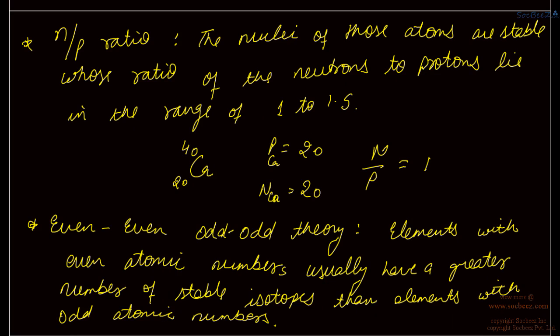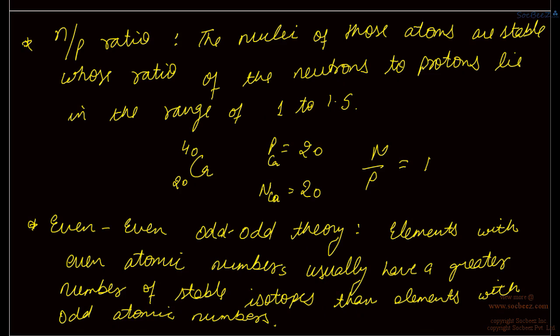There is another theory known as the magic number theory. In the magic number theory, nuclides with a magic number of protons or neutrons, that is any of 2, 4, 20, 50, 82 or 126, are particularly stable. We need not discuss this theory because it is not confirmed. Moreover, that theory is not applicable everywhere.